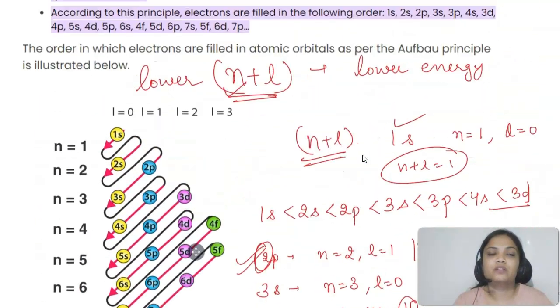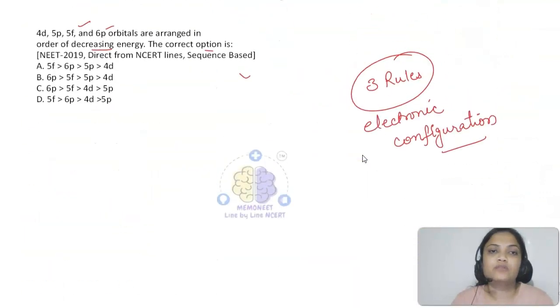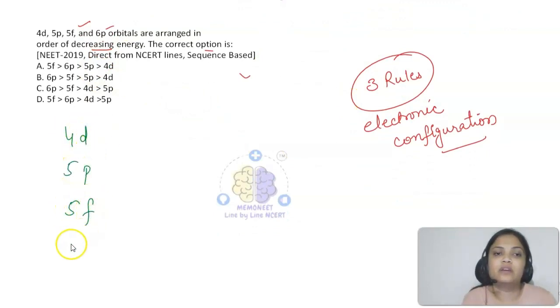So these three rules are very important to understand the electronic configuration. Now let's see the question. We have 4d, 5p, 5f and 6p. Now let's say if you don't remember the chart, you will remember the n plus l rule. So just find out the values.